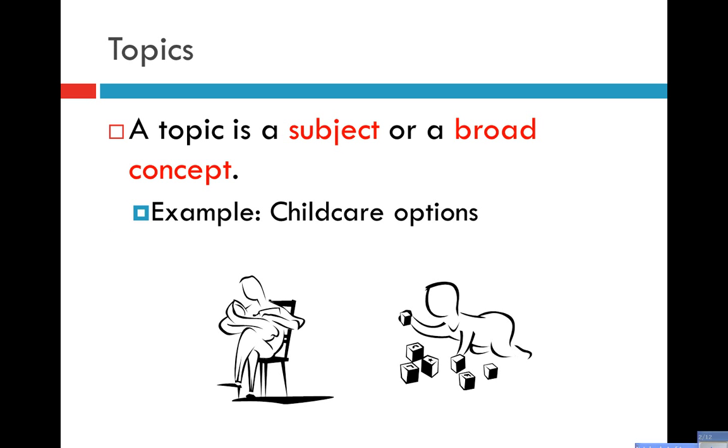So the first thing we need to cover are topics. Topics are subjects or broad concepts. Frequently, you are presented with these in assignment prompts, and an example could be write about various childcare options. Maybe you're an early childhood education major, and this is something that was given in an assignment from one of your instructors. Now, that's a very broad topic.